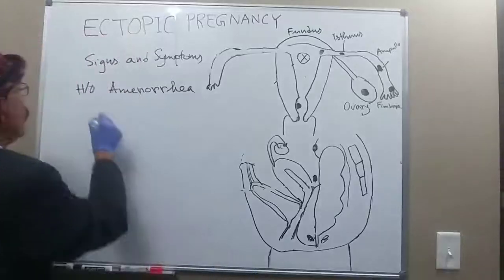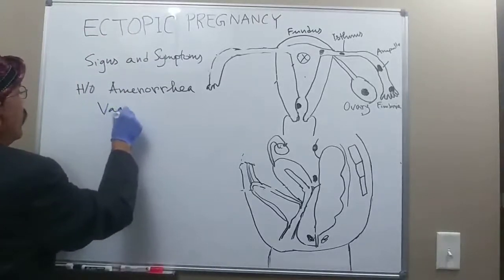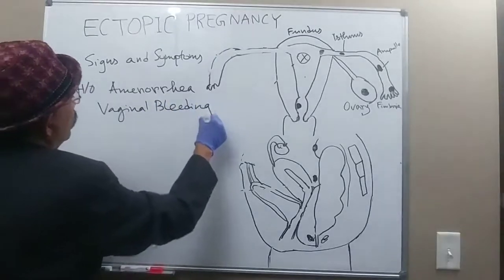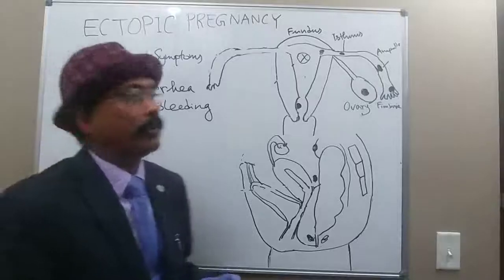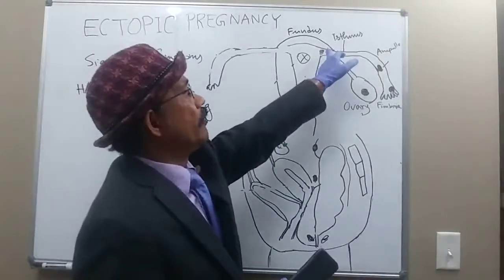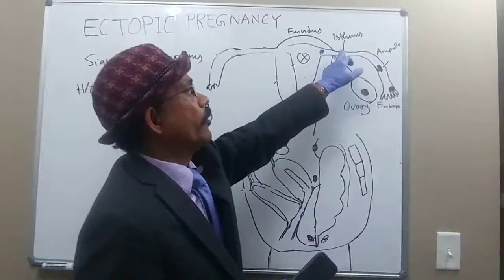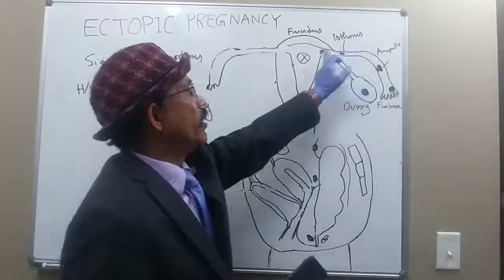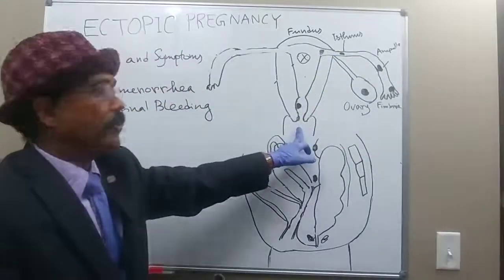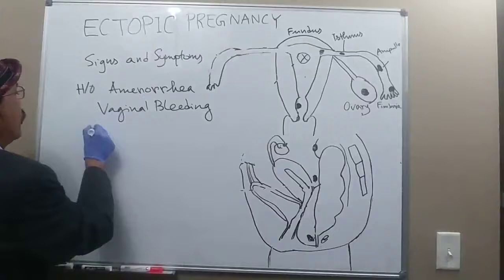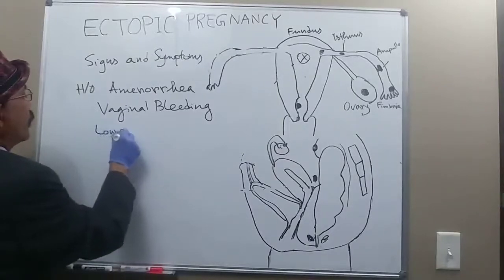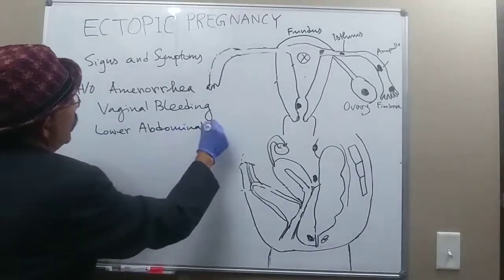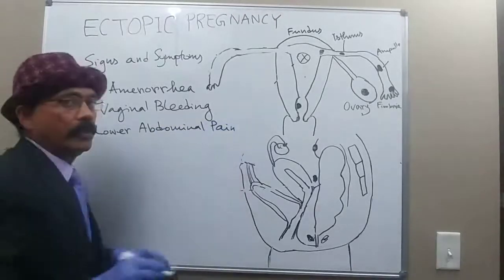Then there will be vaginal bleeding. Vaginal bleeding may be a small amount, maybe severe bleeding if the ectopic pregnancy is in the intrauterine part or even the isthmus, more bleeding. If it is on the fimbriated end, then vaginal bleeding may be less. And certainly abdominal pain, lower abdominal pain, that is a possibility.